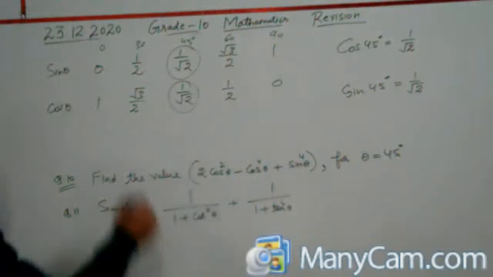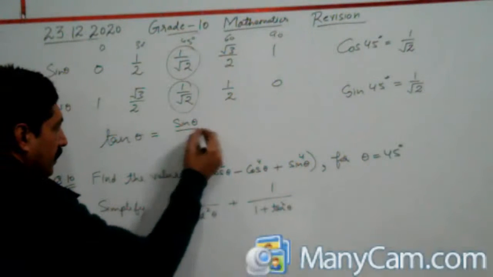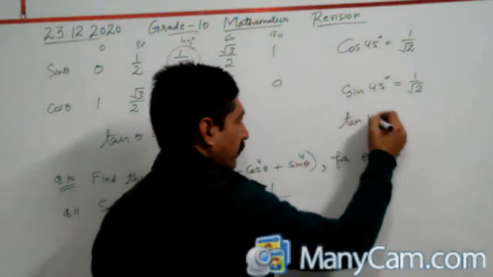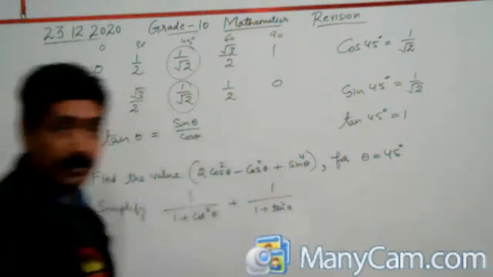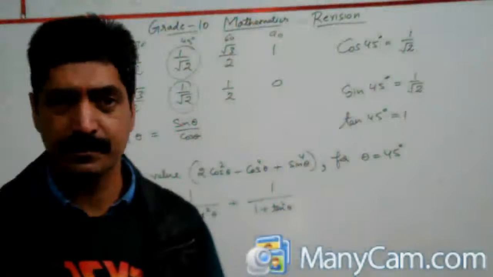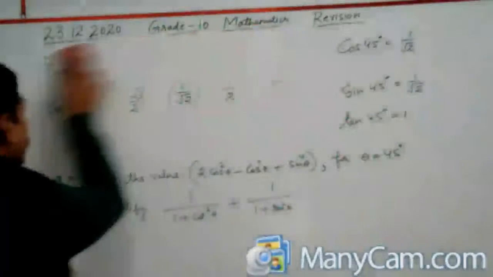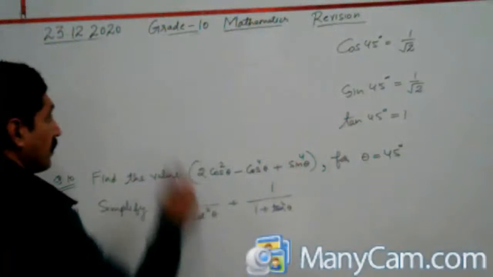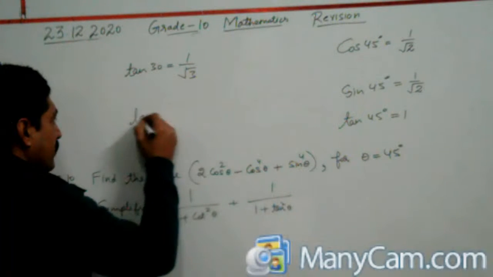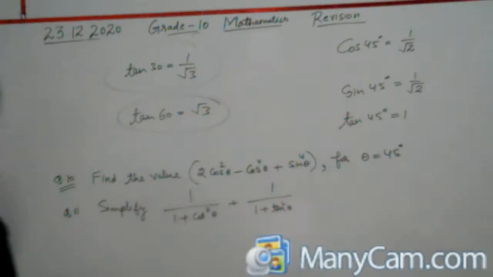Same, we can divide tangent too. Tangent of theta is equal to sine of theta upon cosine of theta. Right? So tangent of 45 is always 1. And the most commonly used values are tangent 30 and tangent 60. In height and distance also we are using them, right? Tangent of 30 is equal to 1 by root 3, and tangent of 60 is equal to root 3. These are the two values which we are using very commonly, right?